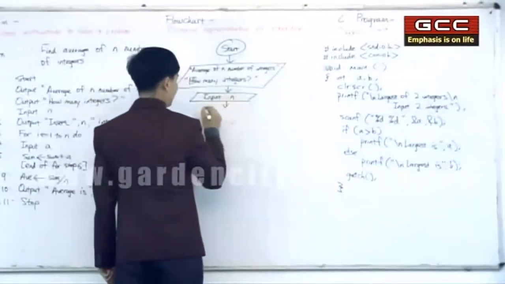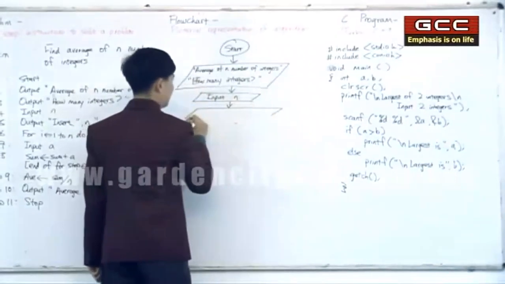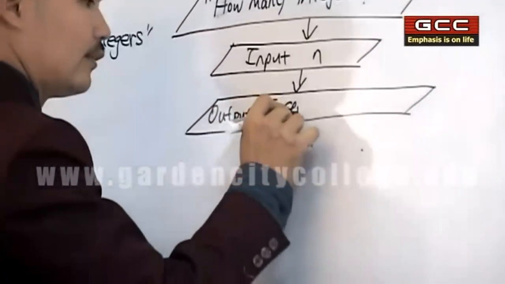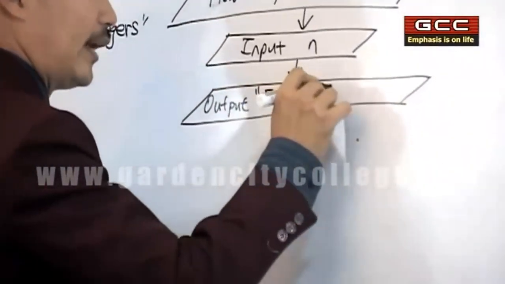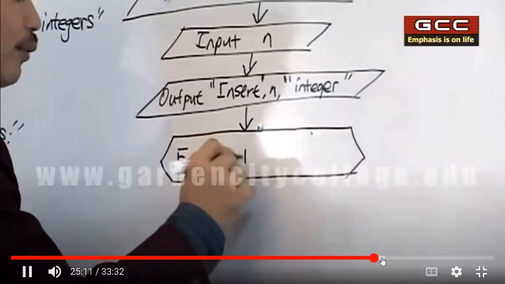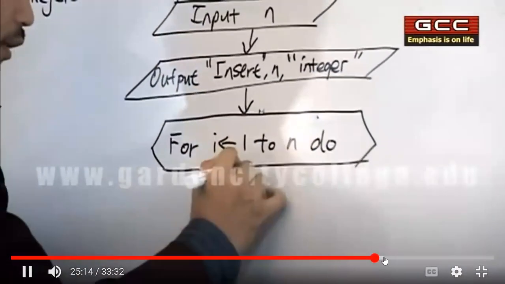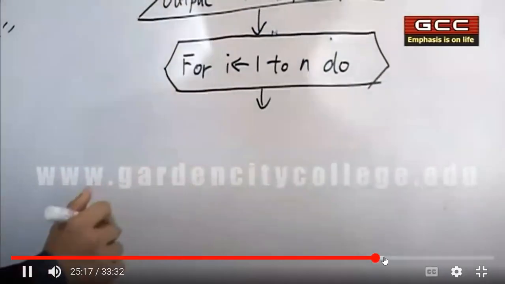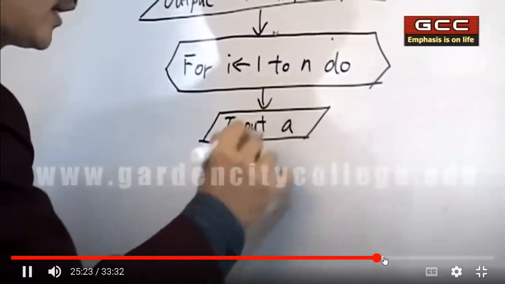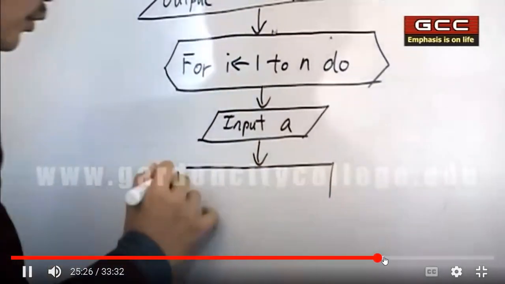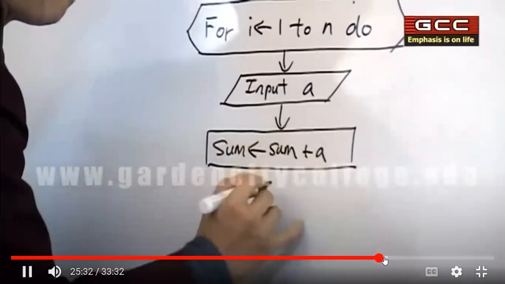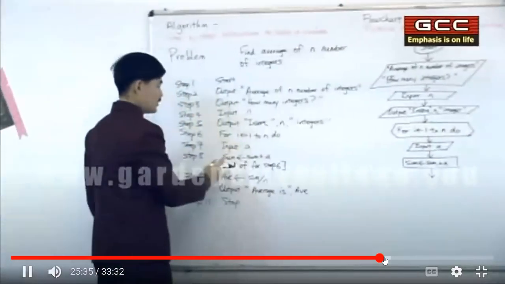After that, we output insert n integers. I starts with 1 to n do. So what do you do inside? Well, first of all, you need to input A. So we have input A. After that, you have a process whereby sum is assigned sum plus A. And after that finishes, that's the end of the for loop.